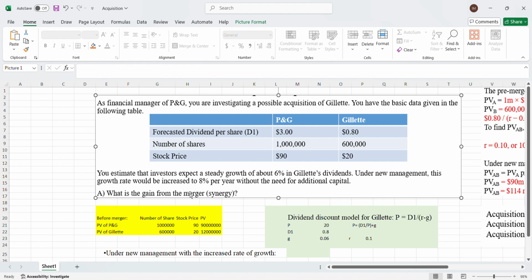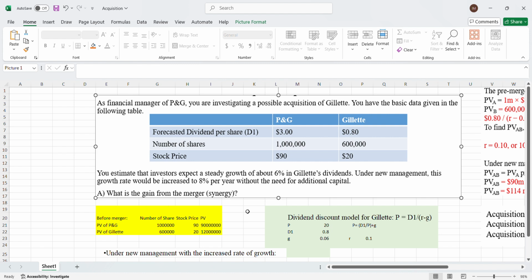So you estimate that investors expect a steady growth of about 6% for Gillette's dividend, right? So we have the 6% growth in dividend for Gillette, and under new management, post merger, this growth rate would increase to 8% per year without the need for additional capital. Now we have to calculate what is the gain from this merger.